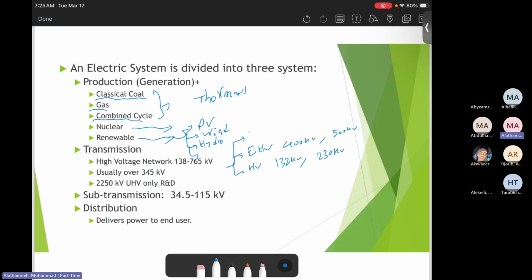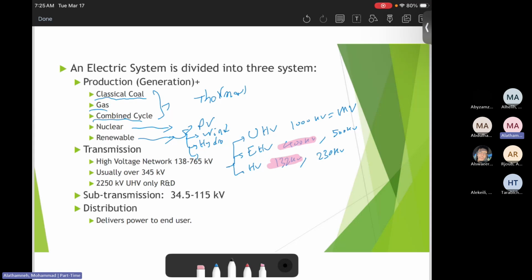And there is something we call ultra high voltage, which is 1000 kilovolts, or sometimes they call it 1 megavolt. This is ultra high voltage. In Jordan, we have 400 kilovolts and 132 kilovolts, while the rest we don't have. It used to be 230 in the past, but now it's no longer here. And 500 kilovolts is not in Jordan, but you can find it in different parts of the world.